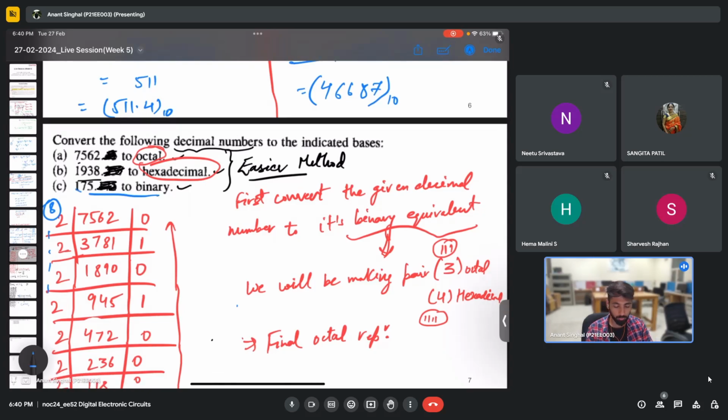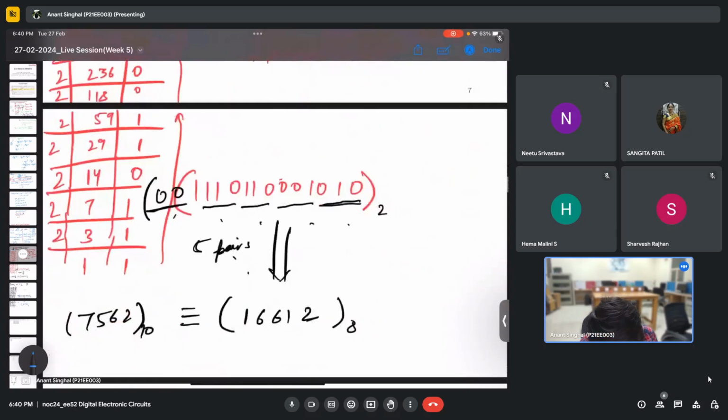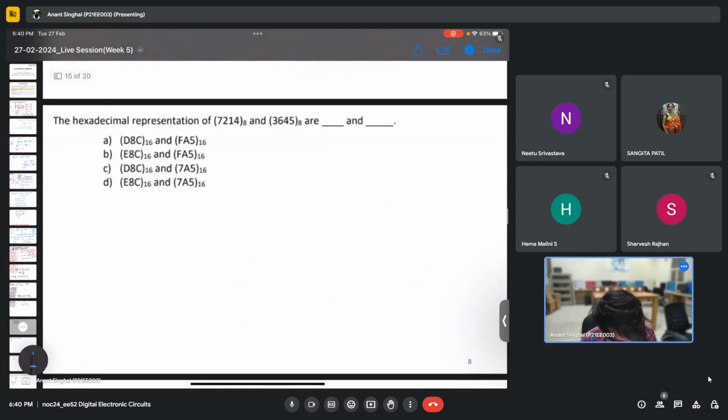So last is 175 to binary. So this is quite easy. Maybe you can do it at home. So we can skip this and we can go to this question.